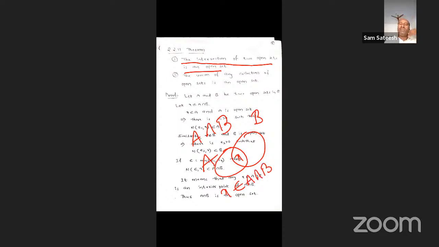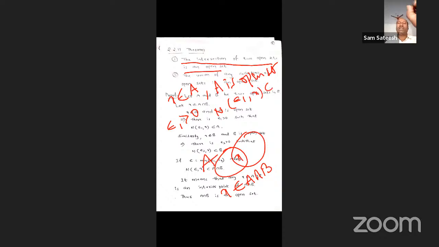By the neighborhood definition of an open set, first take x belonging to A, where A is an open set. Then there is a positive real number epsilon 1 greater than 0 such that the neighborhood N(epsilon 1, x) is a subset of A. This is the definition.